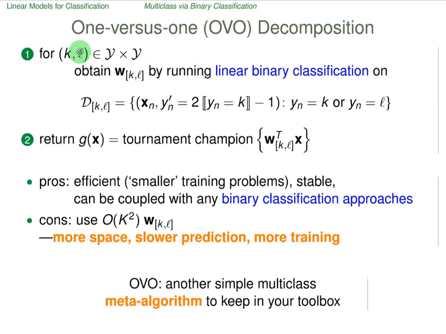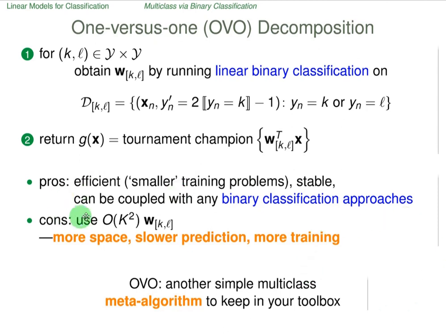To summarize this approach, one versus one decomposition can be explained in 2 steps. For each class pair K and L, obtain the hypothesis W_KL by running linear binary classification on the following dataset. Look, this is relabeling or selecting of the dataset, pairwise data. And then return G based on the tournament champion. We can note that this approach is efficient, with smaller training sets, and it is stable and can be coupled with any binary classification approach.